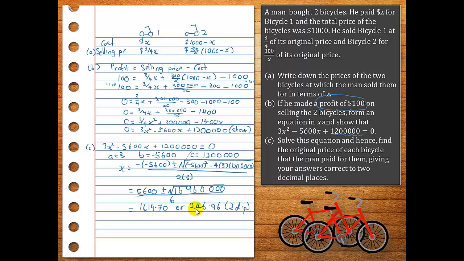Is there any number that we need to reject? Yes, we have to reject this because the total cost is $1,000 and hence the cost here cannot be more than 1,000. Now let's try to find the original price of each bicycle. The original price will be equal to 246.96 or 1,000 minus 246.96, which is equal to 753.04. And hence we have solved this whole equation.